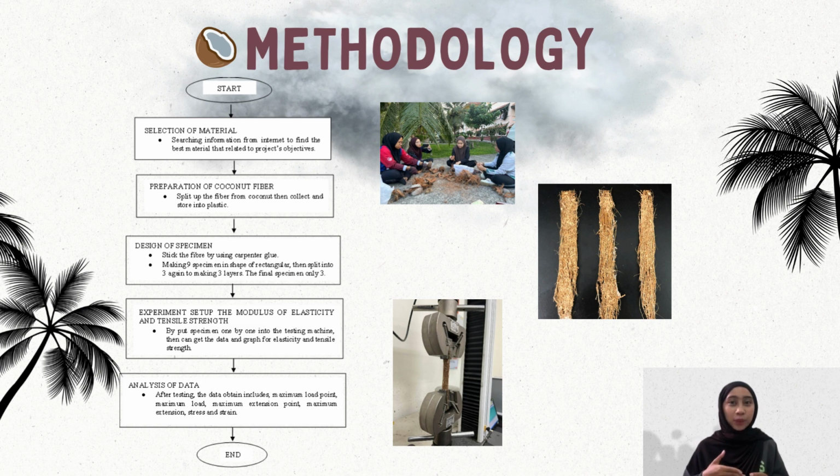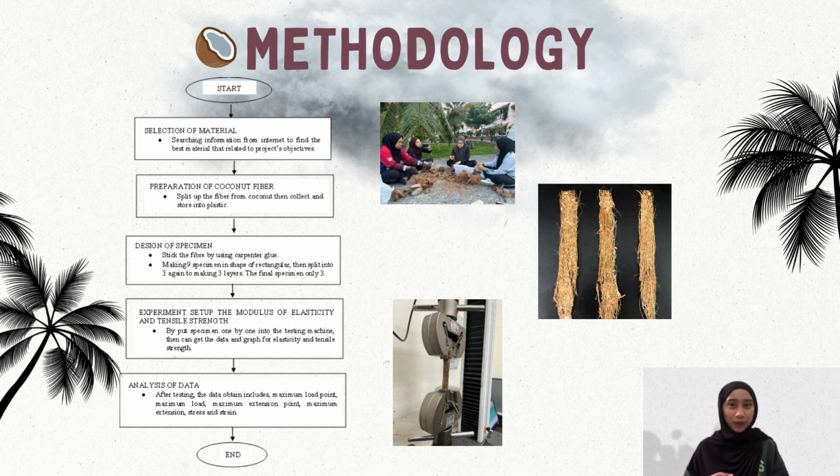After that, the preparation of coconut fiber will be made by splitting up the fiber. Then, we create the design of the specimen by following the project's requirement, which is in the shape of a rectangle. Next, the specimen will be made in a size of 20 cm length, 2 cm width, and 0.02 cm depth. Then we split it into 3 again to make 3 layers.